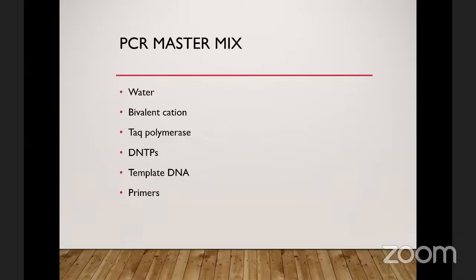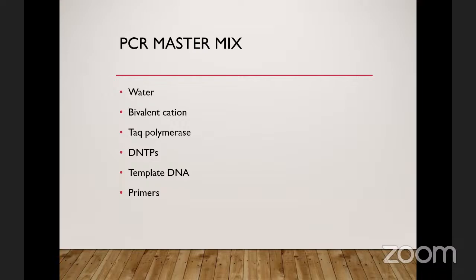So the next thing we do when you have gotten your pure form of DNA or RNA is what we call master mix. Master mix simply means putting all of the components, or the PCR reagents, together, right? So the components of the master mix, like you can see here, are water, a bivalent cation like magnesium ion, Taq polymerase or Taq DNA polymerase, dNTPs, template DNA, and primers.